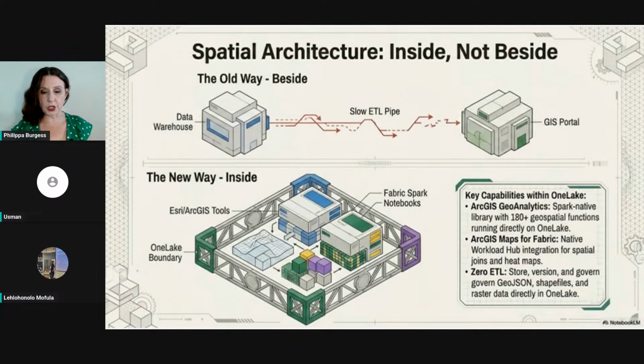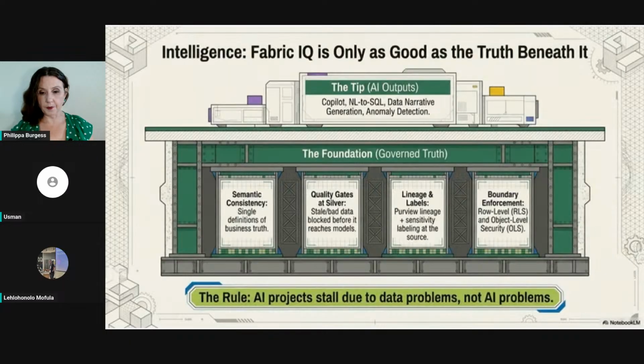Again, all of this lives right inside your Fabric tenant. You've got key capabilities within OneLake. You've got ArcGIS GeoAnalytics, ArcGIS Maps for Fabric, and there's zero ETL. So you don't have to move data around; you can store, version, and govern directly within OneLake.